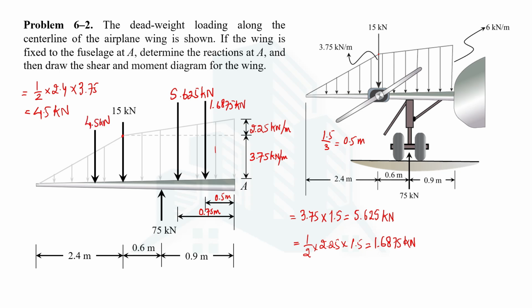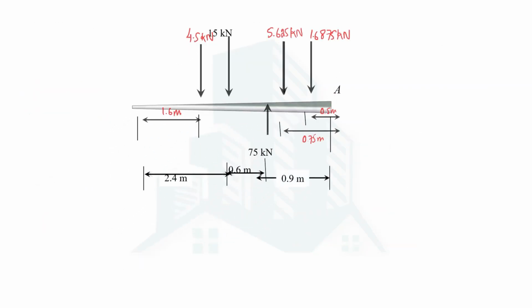How about the distance? The distance from the shorter side would be 2 by 3 and distance from the longer side would be 1 by 3. So I take from the shorter side this time. So the total is 2.4 meter. So it will be like 2 by 3 of 2.4. That will be 1.6 meter. Now this is what we have.